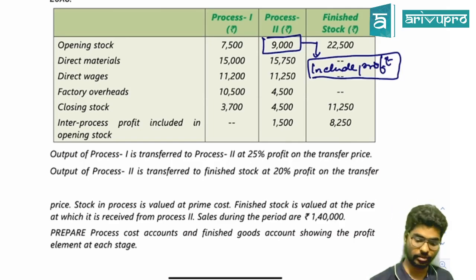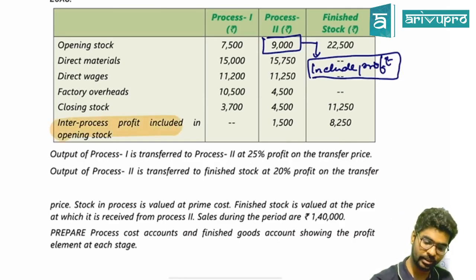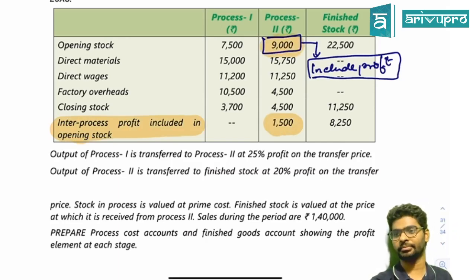Where they have already told me here that this 9,000 includes a profit of 1,500. Are you guys clear? I am not finding anything, so later don't scold me. It's given in the question that there is an inter-process profit of 1,500 included in the stock.